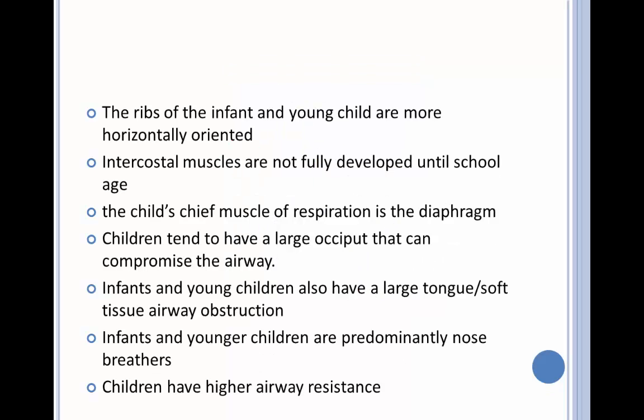Good morning. Today we're going to discuss the respiratory system in the pediatric population. But before we go into the actual disease process, let's review a little bit of the anatomy and physiology of the respiratory system and the pediatric airway.